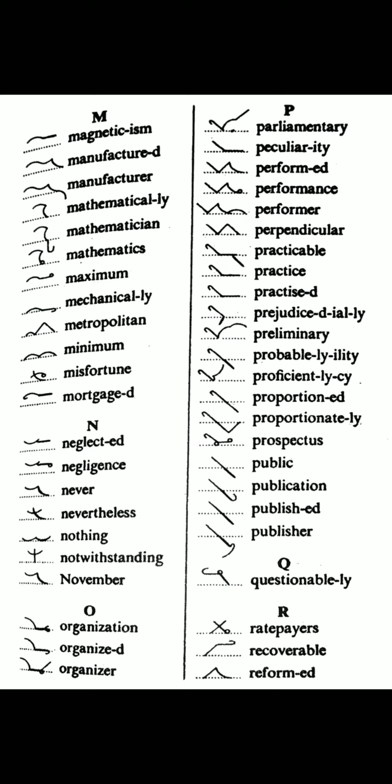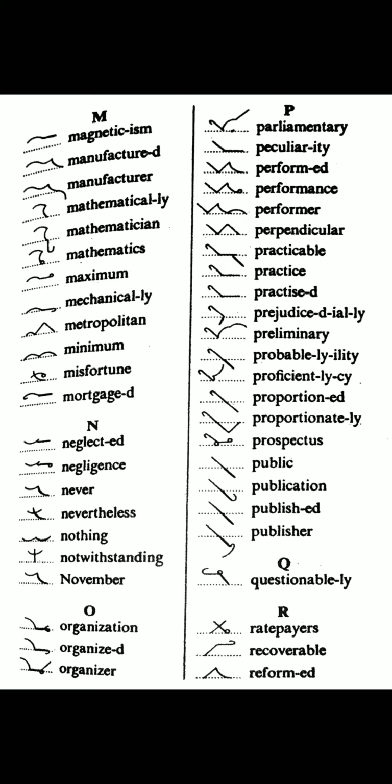P on the line, B through the line for public. P on the line, B through the line with Chan hook for publication. P on the line, B through the line for publish or published. P on the line, B through the line, ish with R hook for publisher.